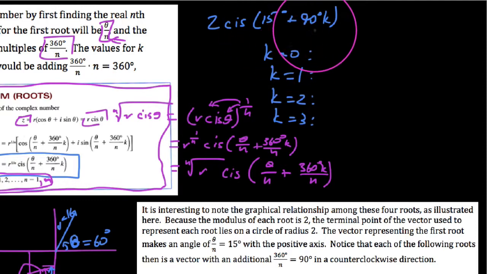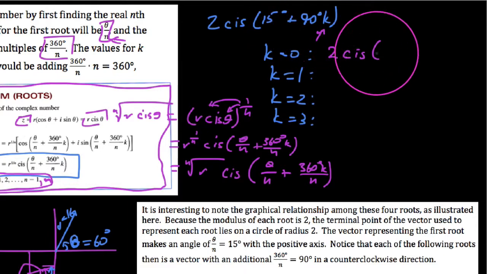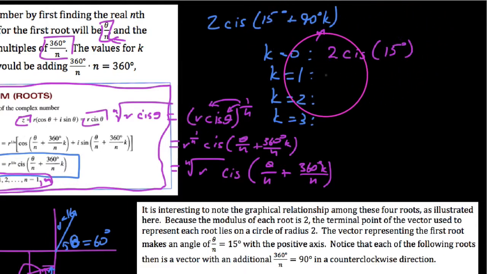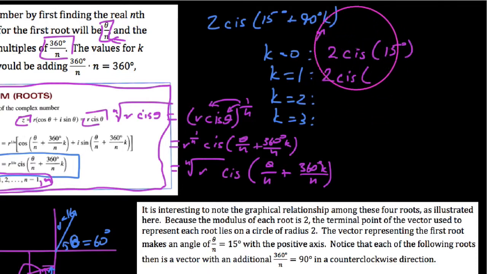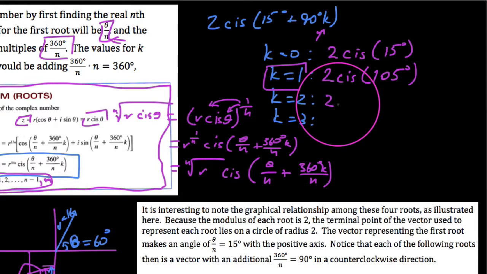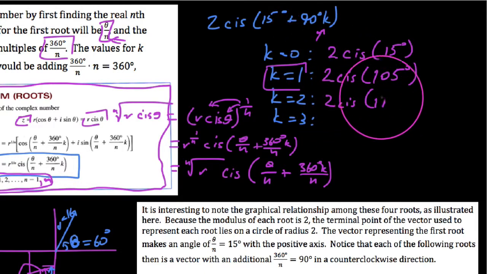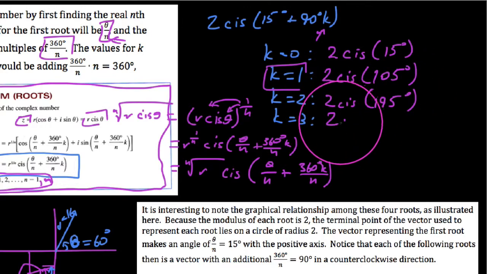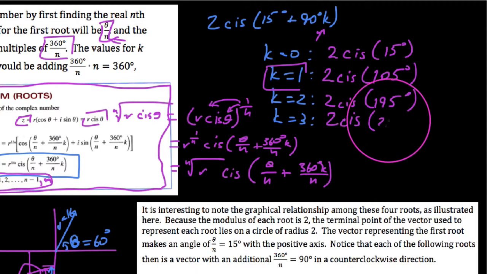So when we plug in k equals 0, what we end up with is 2 CIS 15 degrees plus 90 times 0, which is 15 degrees. And the next one's going to be 2 CIS. Now check this out. We say 15 degrees plus 90 degrees times 1, which is 90 plus 15, which is 105. In this one we get 2 CIS. When we plug in a 2 here, 2 times 90 is 180, plus 15 is 195. And then down here we get 2 CIS, and in this case 3 times 90 is 270, plus another 15 is 285.